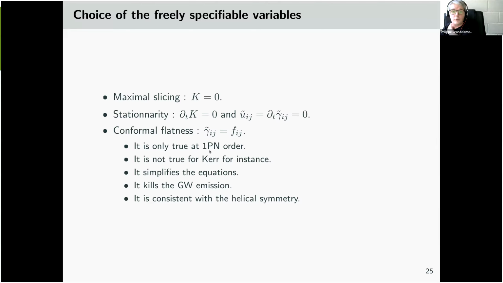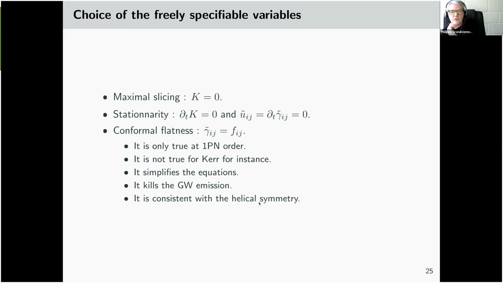It's only true at 1PN order, so it's not very strong. It's not valid a lot of the time. For K, it's not true actually, but it does simplify the equations. It has the advantage of killing the gravitational wave emission for the initial configuration, and it is consistent with the helical symmetry.